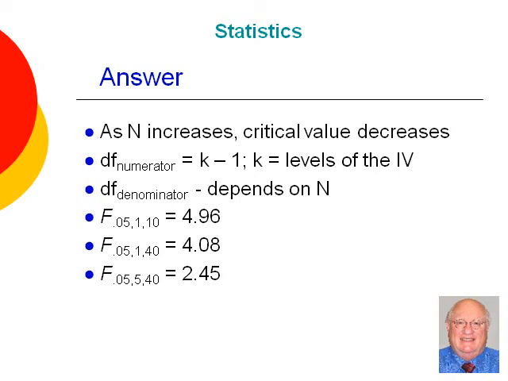Now notice what happens to the critical value when the number of levels of the independent variable increases, or we add more groups to our study. If we follow the critical value across the columns for degrees of freedom equal to 40, we see that the critical value goes down. Thus, if we had 6 groups in the study, our degrees of freedom numerator would be k minus 1, or 5, and the critical value would be 2.45.